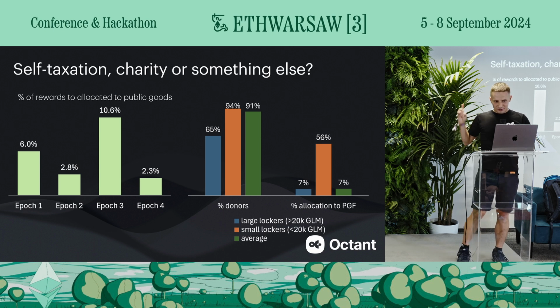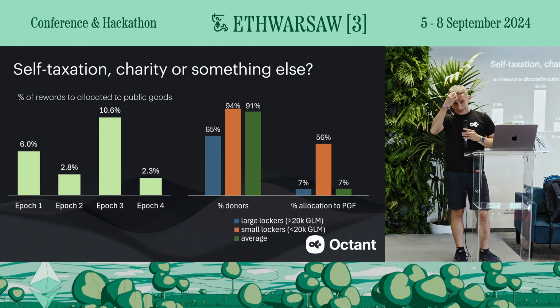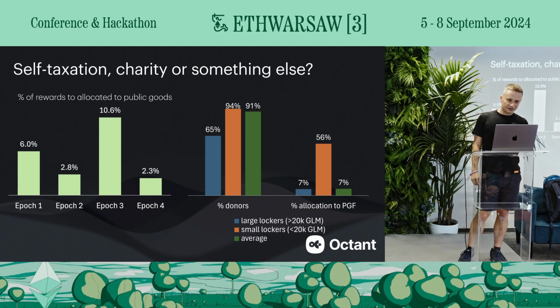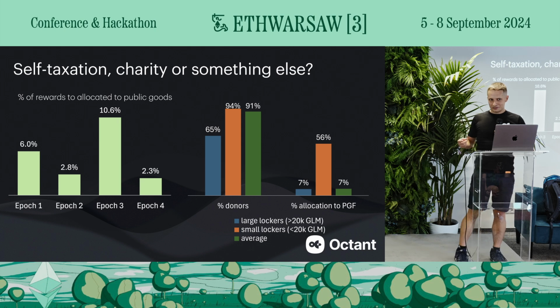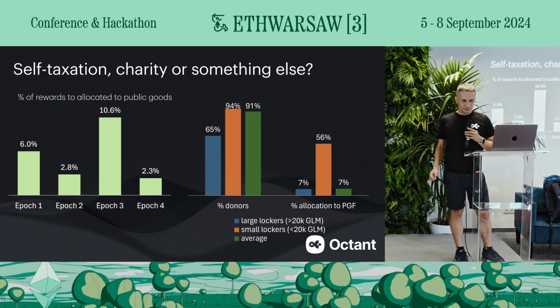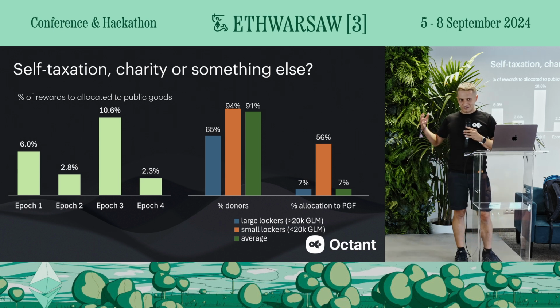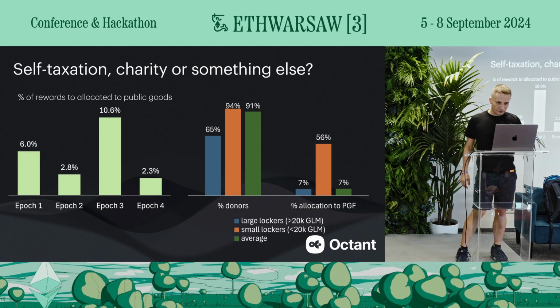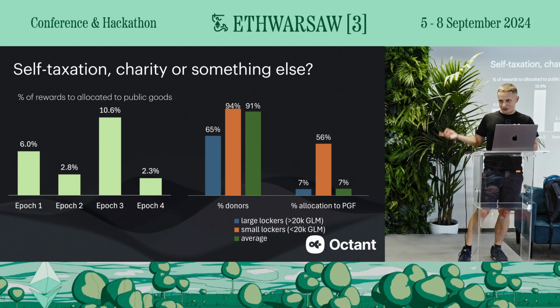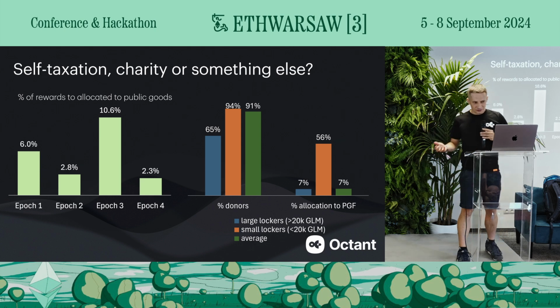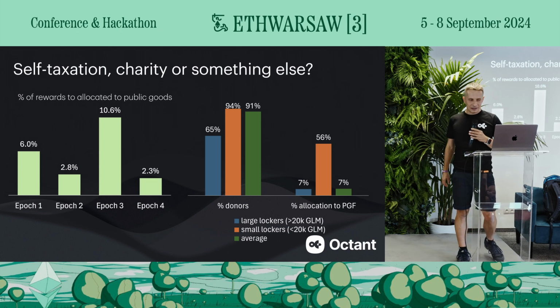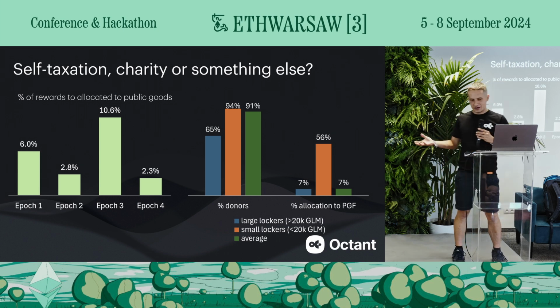Also, it's worth emphasizing that more than 90% of our users, by users I mean Ethereum addresses that interact with Octant, are donors. So they decide to allocate at least part of their rewards to public goods. On the other hand, you can also see that this generosity, or the fraction of individual rewards that is allocated to public goods, is way higher among smaller lockers. By smaller lockers, I mean those who lock less than 20,000 GLM, so about $5,000.